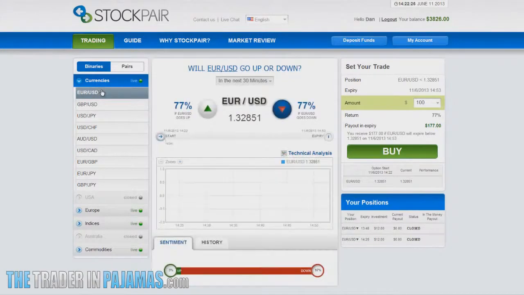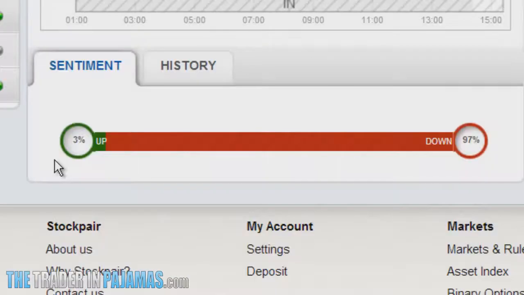I'm going to select the Euro USD currency pair, but you can really select any currency pair available. And as you can see here, you have what is called the sentiment tool. This is a social trading tool, and it tells you what direction the majority of traders are trading at the moment. The easiest way to explain this tool is to compare it to Facebook likes. If you see a lot of people liking a certain page on Facebook, then you know the page has something in it. This tool works for me exactly the same way when I'm trading.